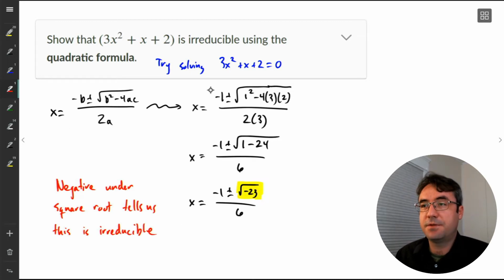So we're trying to solve this equation. We use our quadratic formula. We're going along. Everything feels okay. And then we get down to this negative under the square root. And that means there is no solution. So this equation does not have a solution, which means it cannot be factored anymore, which tells us it's irreducible. So that's another way to kind of check whether a quadratic is irreducible or not. All right.